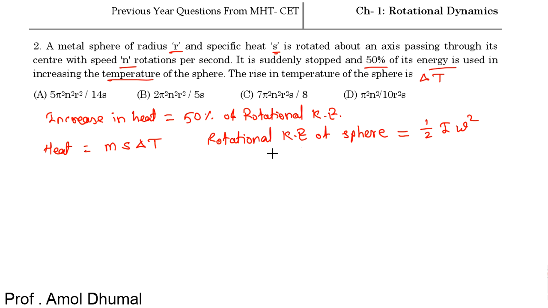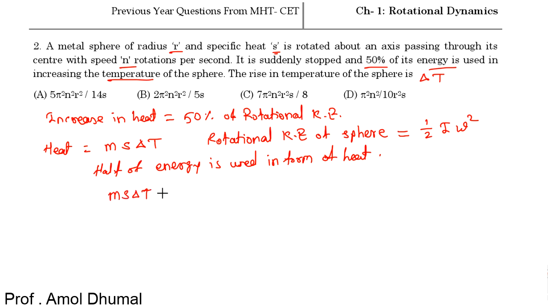Now half of the energy is used to increase the temperature, in the form of heat. Half of the energy means we can say that m s delta T is equal to half into 1/2 I omega square. So half of this rotational energy is utilized to increase the heat, right?